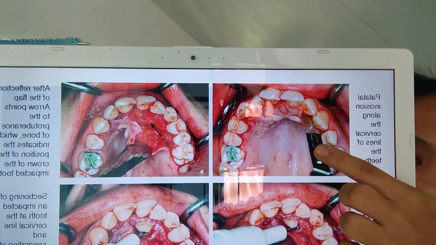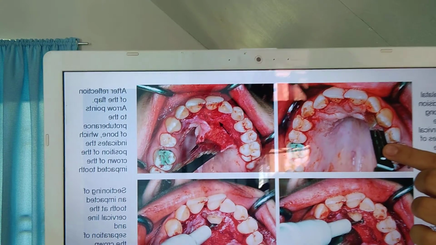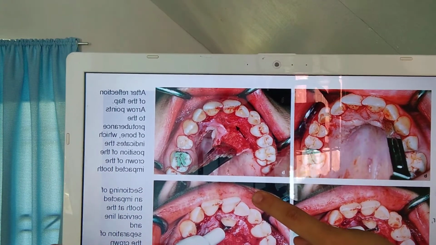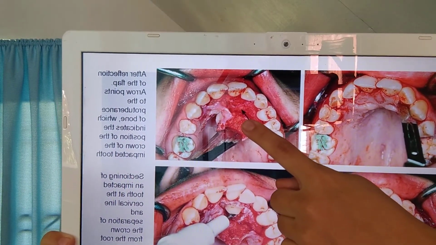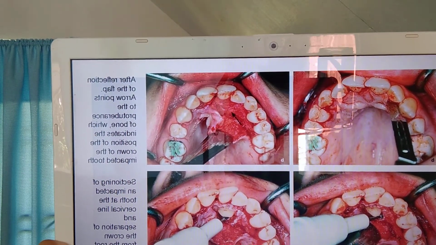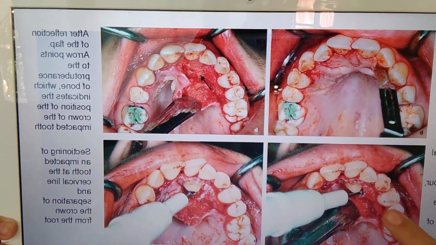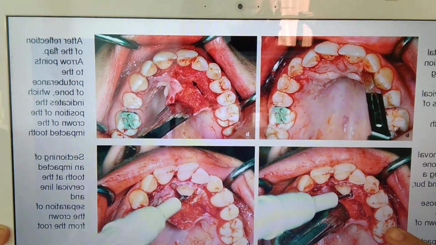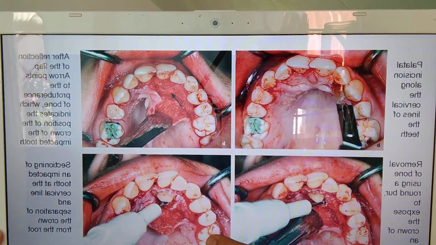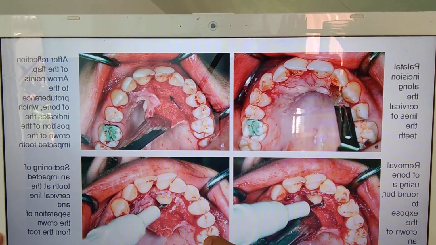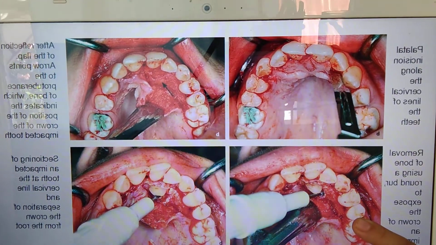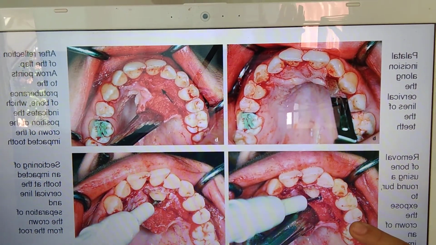On this side, palatal incisions along the cervical lines of the teeth are made. Second is the reflection of the flap. As you can see there, this arrow points to the protuberance of bone, which indicates the position of the crown of the impacted tooth. On the next picture, the tooth is then sectioned at the cervical line, which separates the crown from the root. And the second one is the removal of bone using a round burr to expose the crown of the impacted tooth.